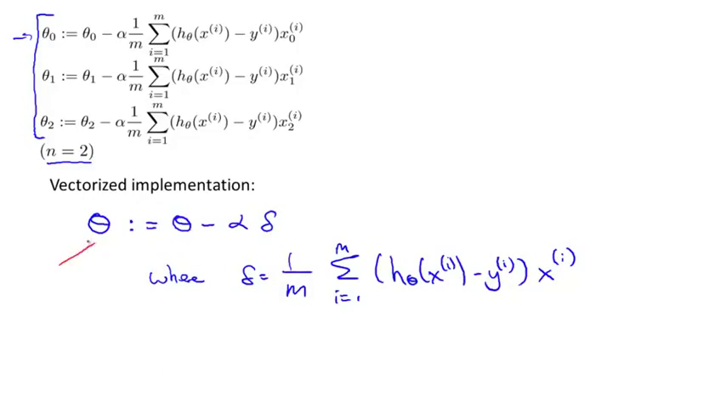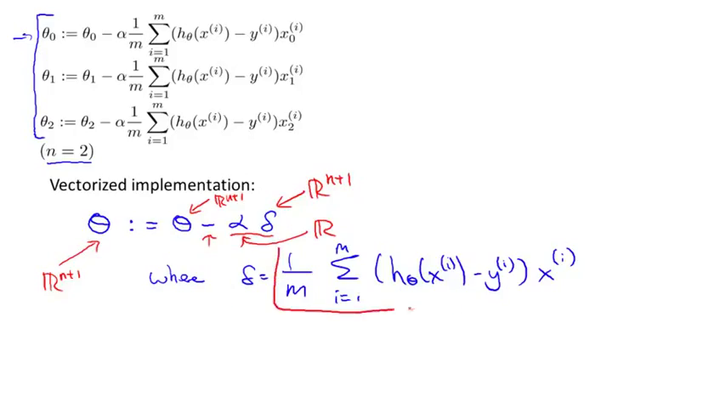Here I'm going to treat theta as a vector, so that's an n plus 1 dimensional vector. I'm saying that theta gets updated, where theta is a vector in R n plus 1. Alpha is a real number, and delta here is a vector. So this subtraction operation is a vector subtraction, okay? Because alpha times delta is a vector, and so I'm saying theta gets this vector, alpha times delta, subtracted from it. So what is the vector delta?